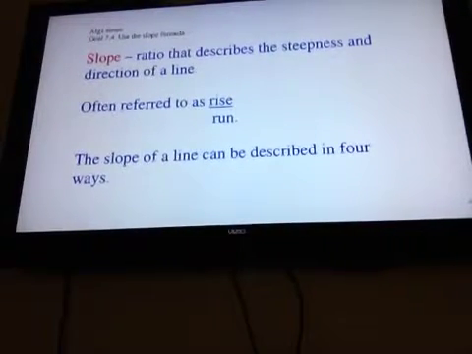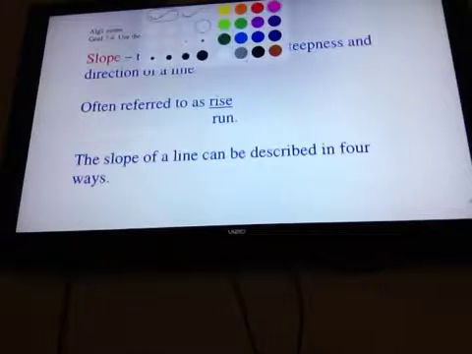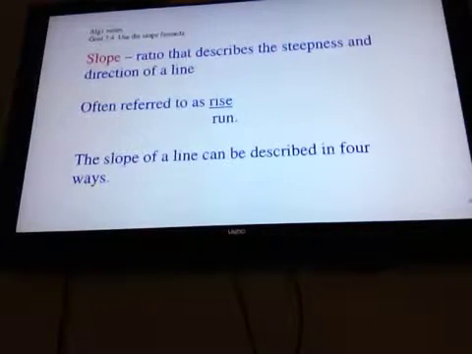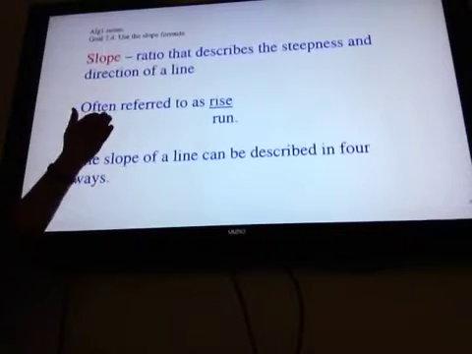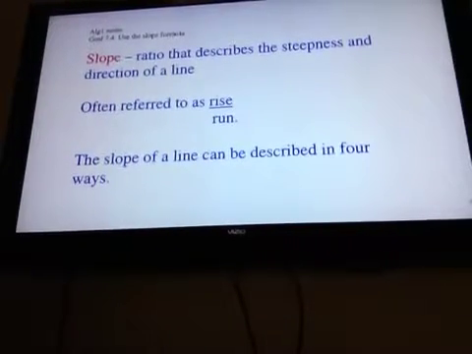All right, in our first lesson of the day, goal 7.4, we are going to be talking about the slope of a line. A slope is simply a ratio. Ratio is just a fraction, so don't let that word be intimidating. Just a fraction, a ratio, that describes the steepness and direction of a line. A slope is often referred to as rise over run. The rise being the up or down, and the run being the left and right, like if you were running.